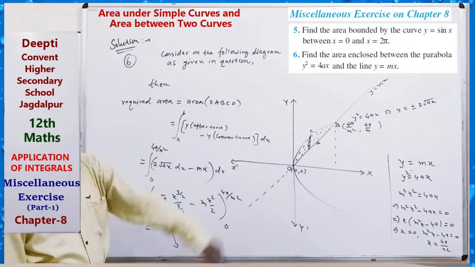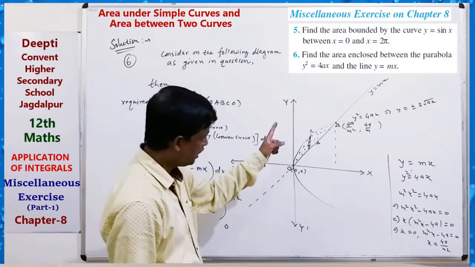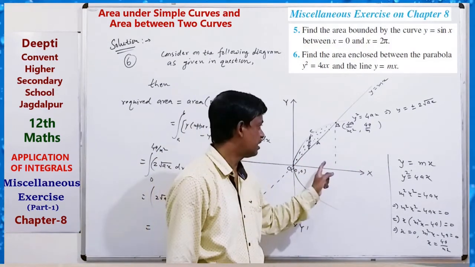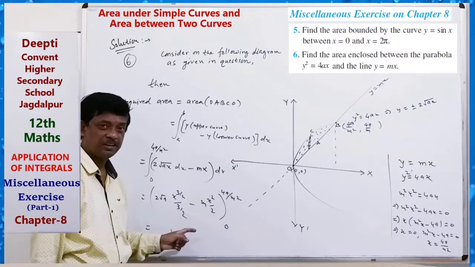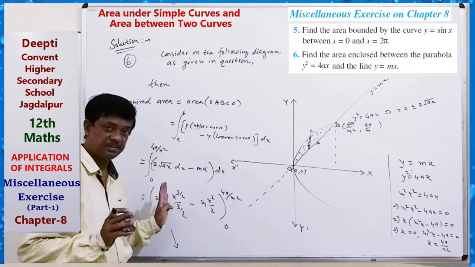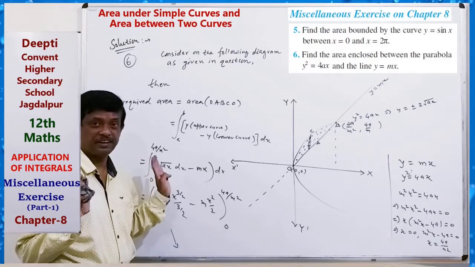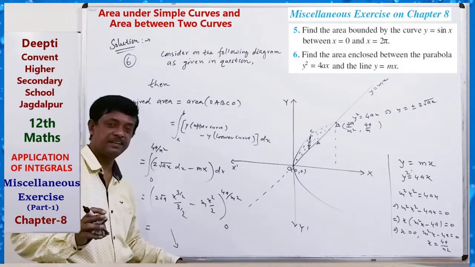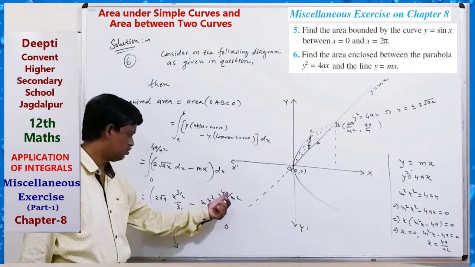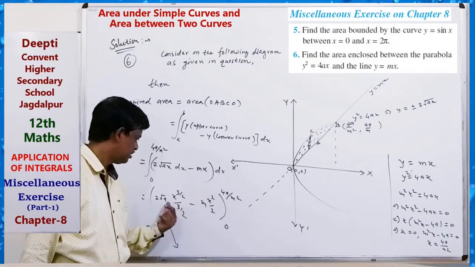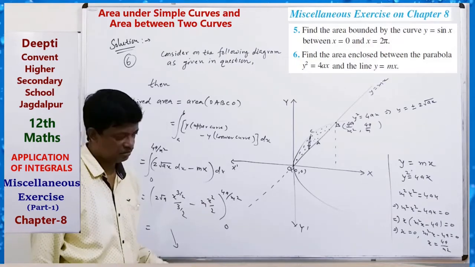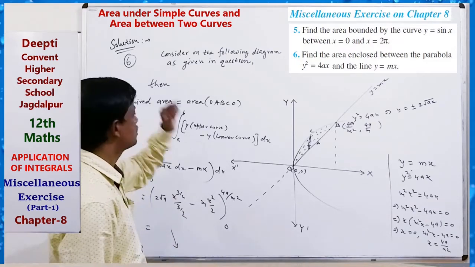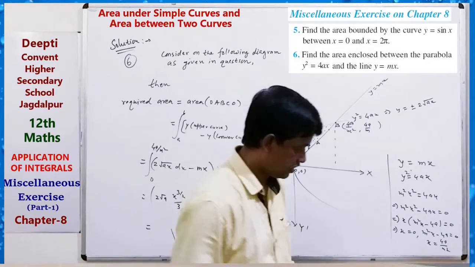So this was question 6. The main thing is making the diagram and putting the limit and formula. This is 70% completed, and then you have to solve this integral. Clear? Now just put the value here, x equal to this, and simplify it, that will be the answer. Okay? So this was question 6.